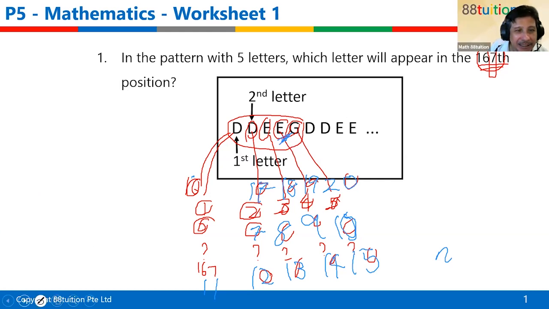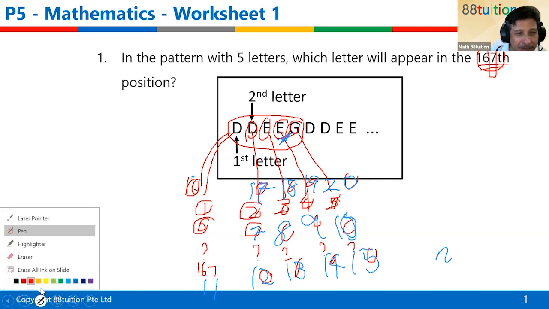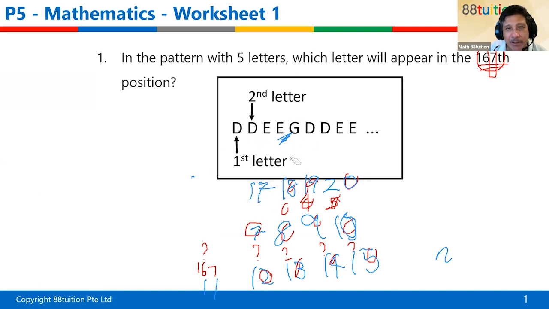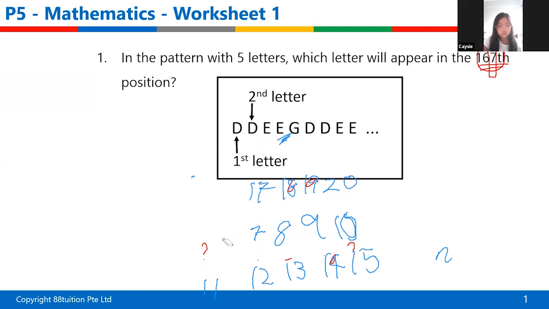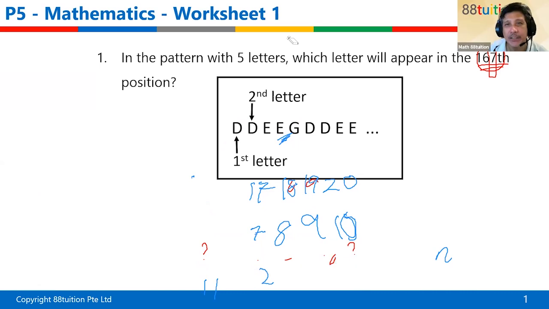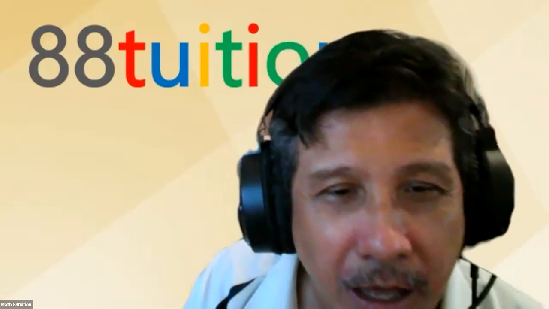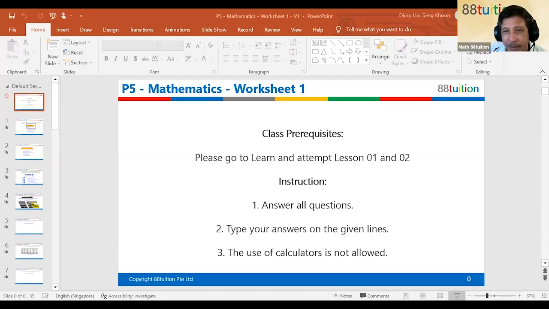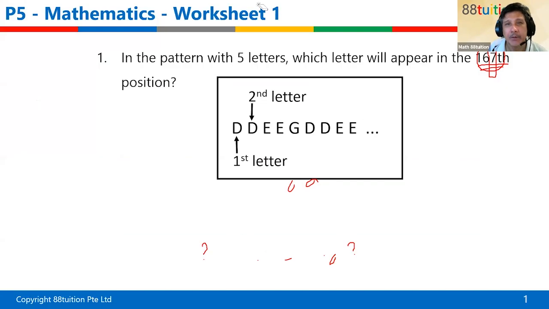I think I have to clean first. Wait, let me clean first. Okay, because too messy already. Hang on, I clean my own. I think I can clean yours, but I have to go into a different system. Wait. Okay, I bring my screen out again. I have to go into the annotation function to look for the eraser. And then clear.